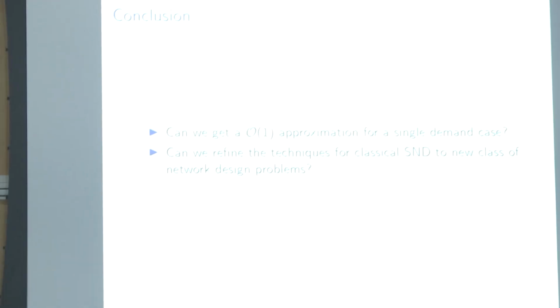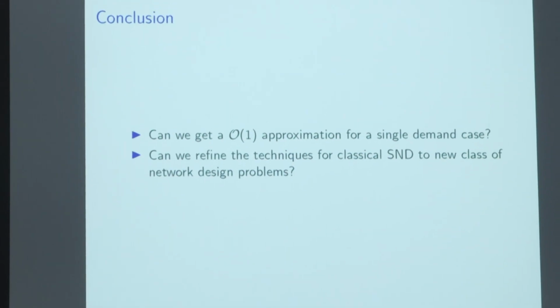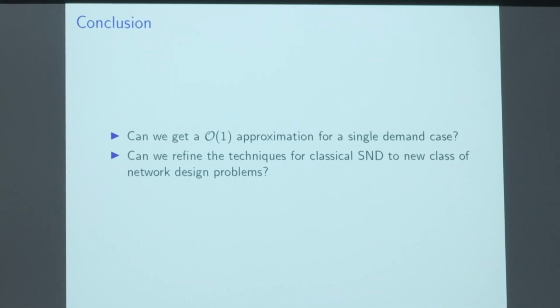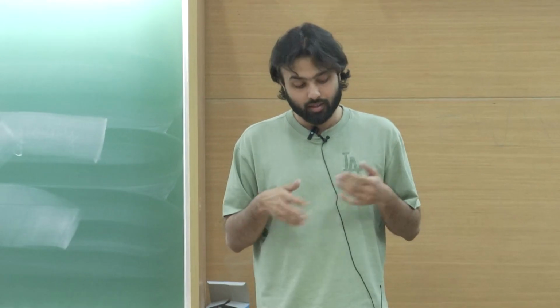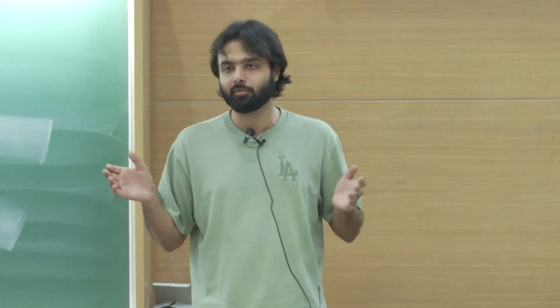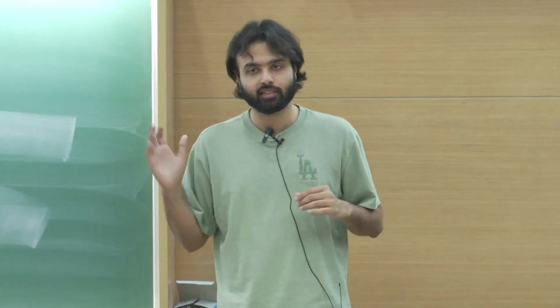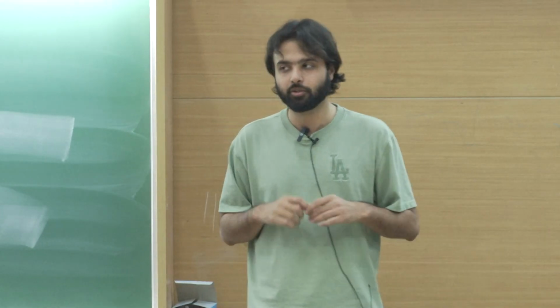All right, so I guess this is all I have to say. The main open problem here is, can we get a constant approximation even for the ST one demand case, where you have two vertices S and T and you want to find k connected, k disjoint paths between S and T? And we are hopeful that some of these ideas can be used to make some progress on a new class of network design problems that have come up in the past 5-7 years, and that's all. Thank you.